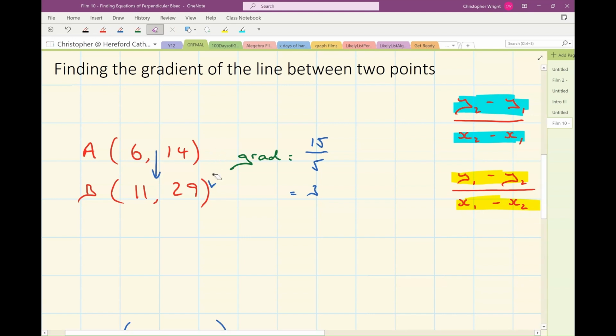Let's just check I get the same when I go the other way around. So let's imagine that you were desperate to subtract, and so we're going to go from point B to point A. So the gradient in this case will be 29 to 14, that's minus 15. 11 to 6, that's minus 5. Minus 15 divided by minus 5 is 3. So I do get the same.